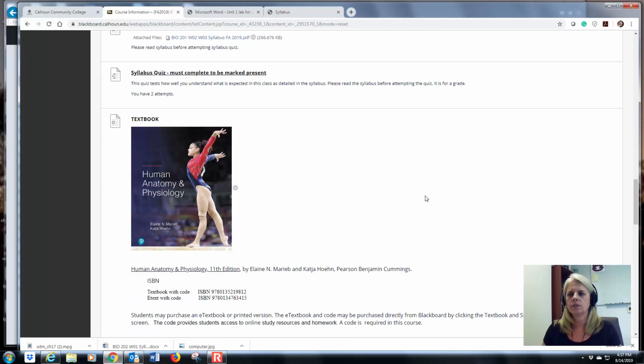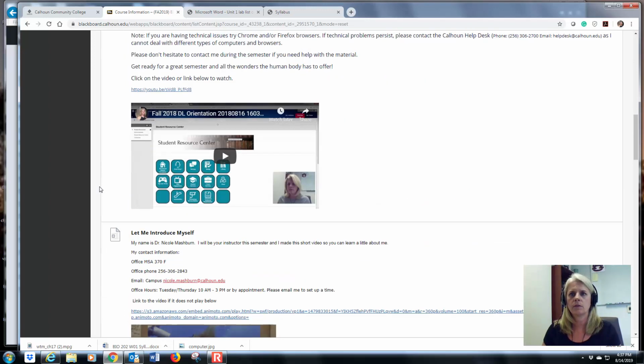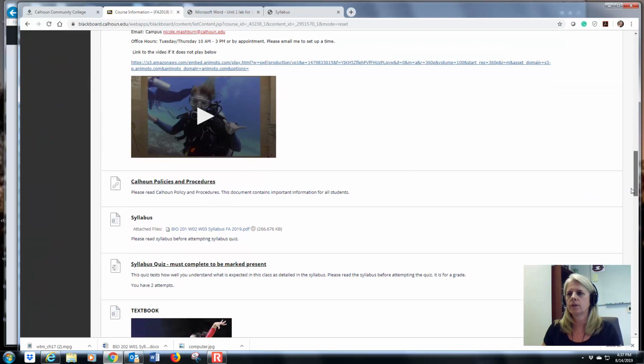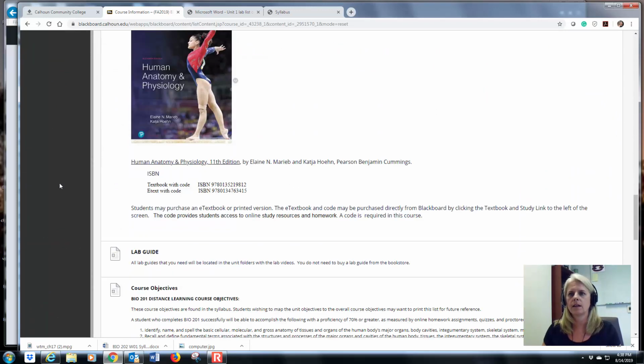This is the textbook that you need. This is a picture of it in case you're trying to make sure you have the right one. You can purchase it at the bookstore, or you can purchase the e-version through this link right here. You do need the access code. So the bookstore will sell you the code, or you can buy the code when you click on that link. Amazon also has it, but again, you have to make sure you buy the book with the code, because the code has your homework.